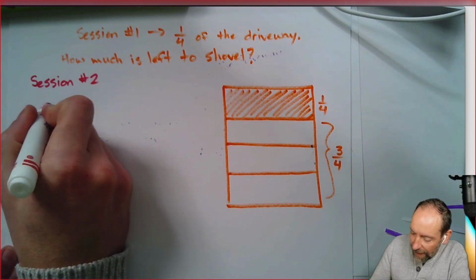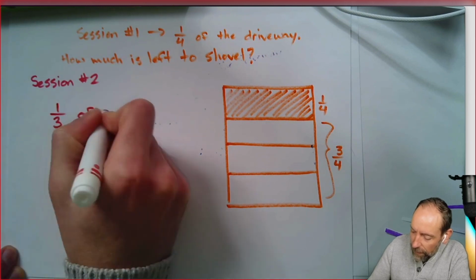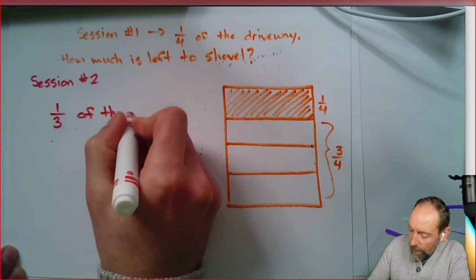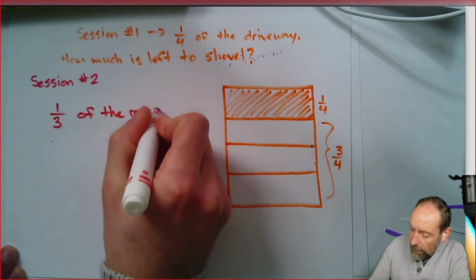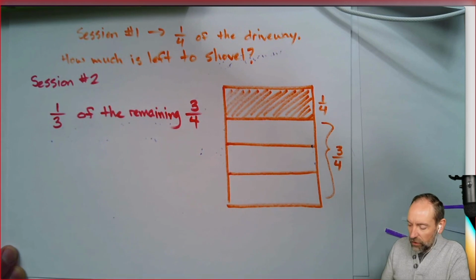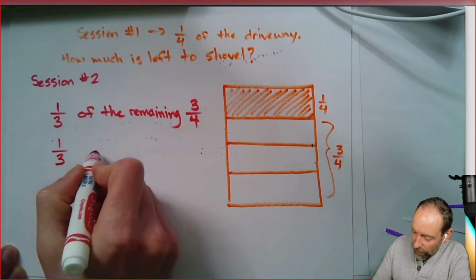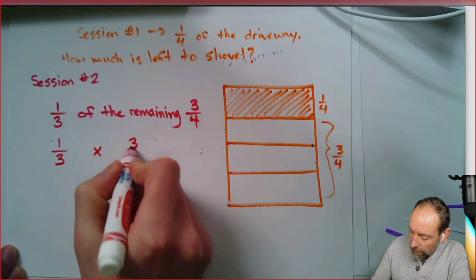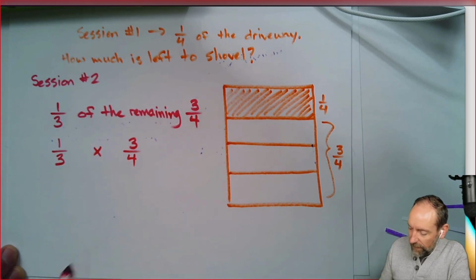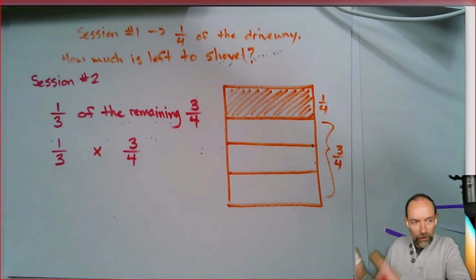They came out and they shoveled 1/3 of the remaining 3/4 of the driveway. So in other words, what I'm saying is they did 1/3 of 3/4 of the driveway. What does it look like? Worry about the look first.